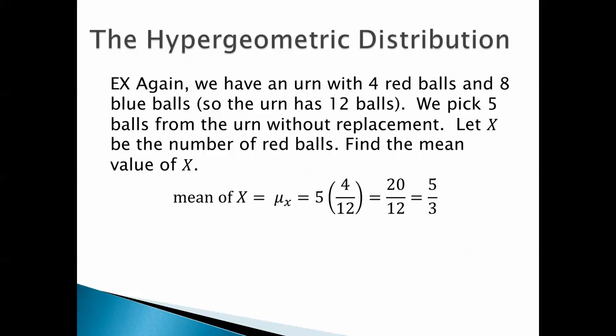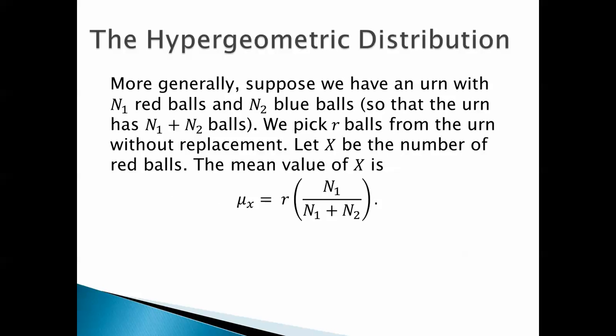So if you pick balls 5 times, the expected number of red balls would be 5 times 4 over 12, in other words, 5/3. More generally, suppose we have an urn with N1 red balls and N2 blue balls, so that the urn has N1 plus N2 balls. We pick R balls from the urn without replacement. Let X be the number of red balls. The mean value of X is going to be R times N1 over N1 plus N2. Again, N1 over N1 plus N2 is the probability that one particular ball is going to be red. And R is just the number of balls you pick.